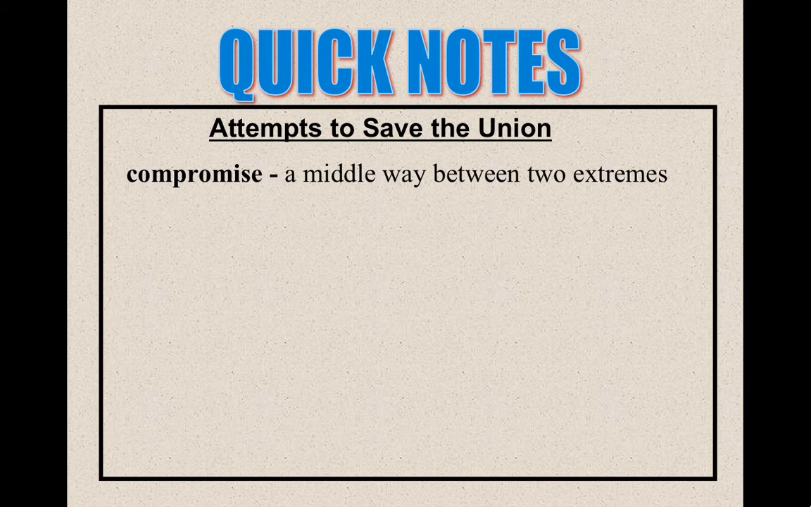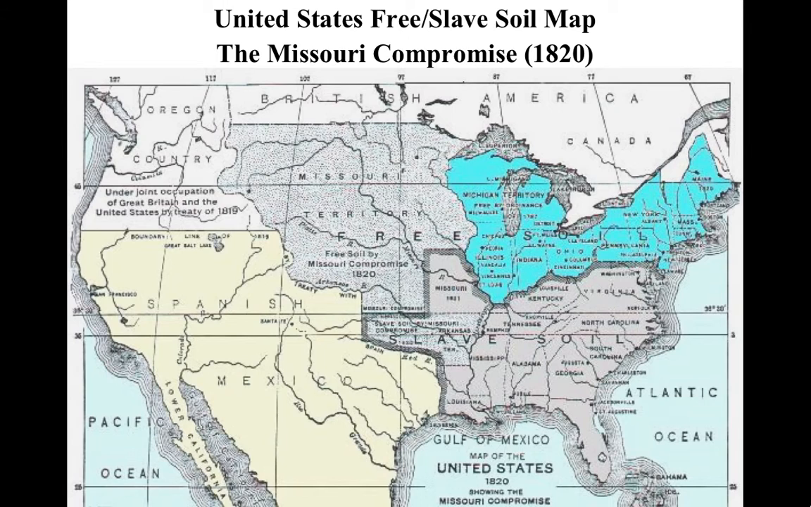As these two sides get further and further apart on the issue of slavery, this idea of compromise is used to keep things together. The first instance where we see compromise used is the Missouri Compromise in 1820. What you really need to understand is, at the time of the Missouri Compromise, you had an even number of free soil states and an even number of slave soil states.